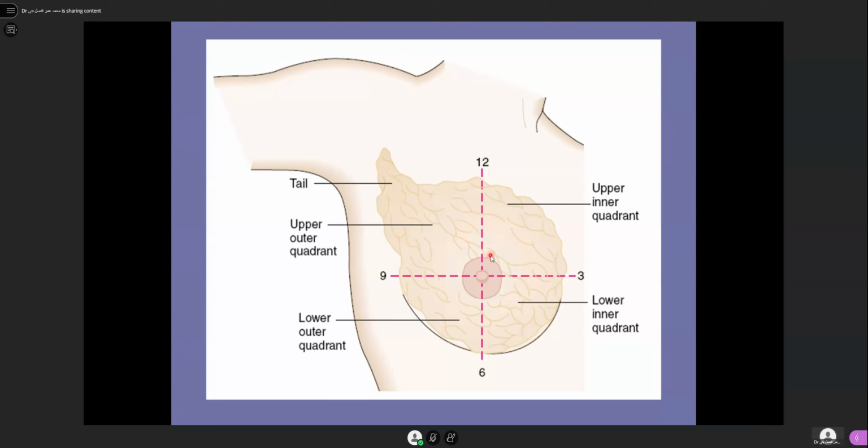Like this is the 12 o'clock position. If there is a mass here, we can say this is at the 1 o'clock position. If there is a mass here, we can say this is in the 2 o'clock position. So just to define the location of the mass, during the ultrasound, we can also use the help of the clock position.